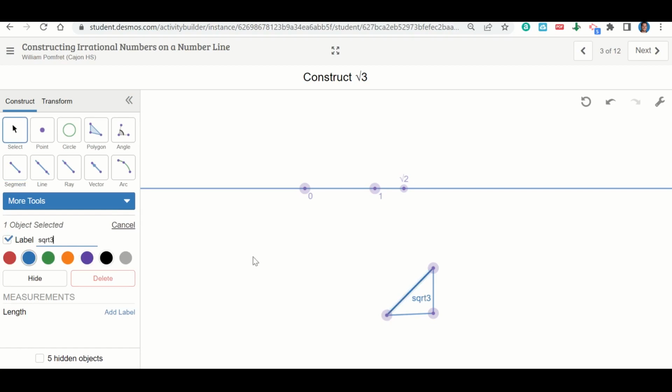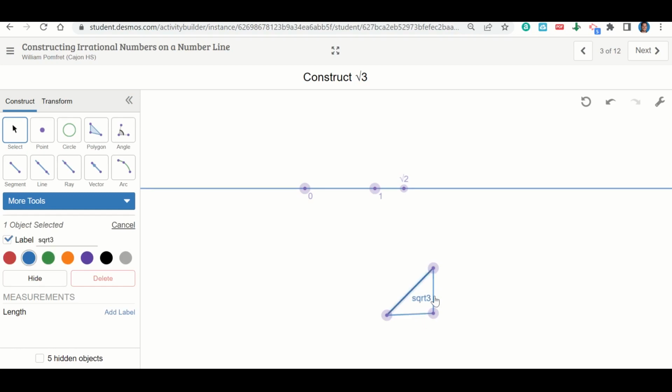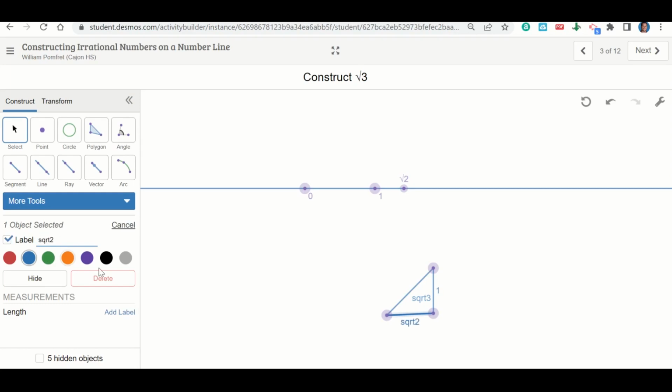So if we want that side to be square root of 3, then using the Pythagorean theorem, we know that a squared plus b squared equals c squared. So the only way to get 3 is 1 plus 2, right? So if we were to take the square roots of each of those, square root of 1 is 1. So one of these sides has to be 1. So we'll make this side here 1. And this side here would then have to be the square root of 2. So I'm going to put square root of 2.